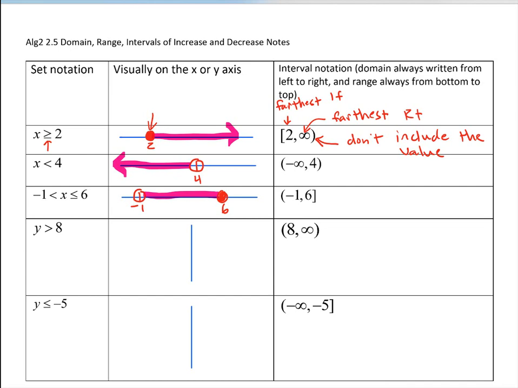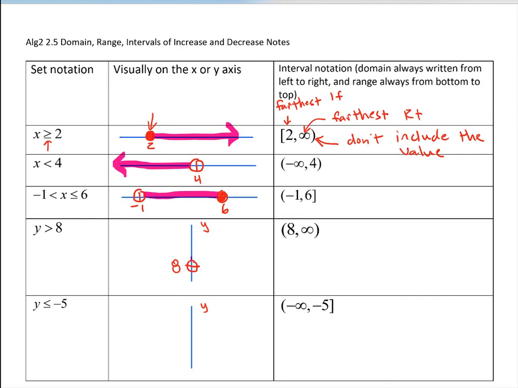Now let's say you have y. Up here, our example was with x. So if you have y, think of the y-axis. So think of this as the y-axis now. If y is greater than 8, the y-axis moves up and down. So if this is positive 8 right here, and we're not including it, so open bubble.